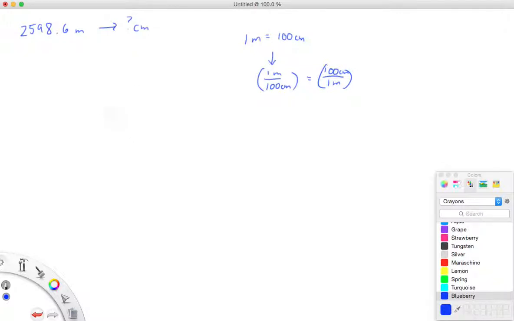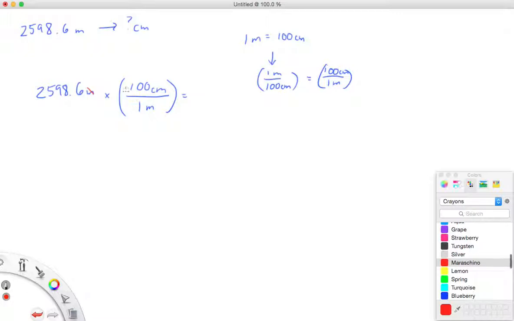Well, let's set this up. This is how I would do it. Think about how you would do it. Start off with 2598.6 meters. And then you say, okay, multiply by a conversion factor. There's going to be something on the top and something on the bottom. The thing that I want to cancel out is meters. So I'm going to use the meters that show up in the bottom because I want to cancel them out. So it'll be 1 meter in the bottom and 100 centimeters in the top. This way, you will cancel out the units.